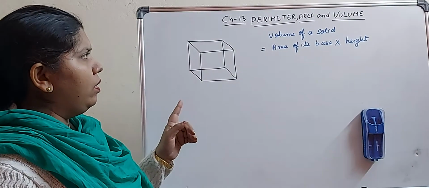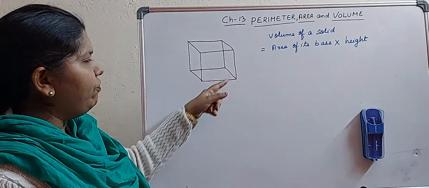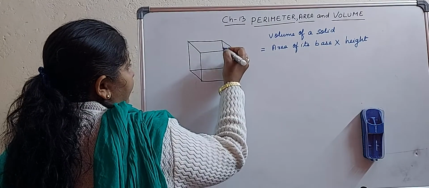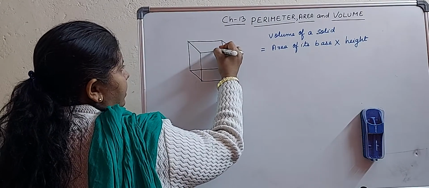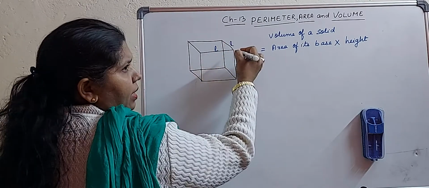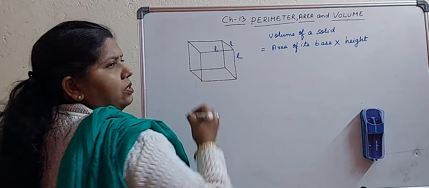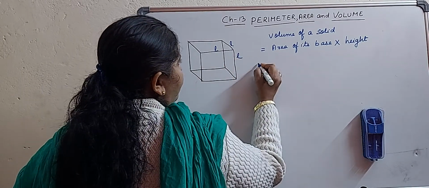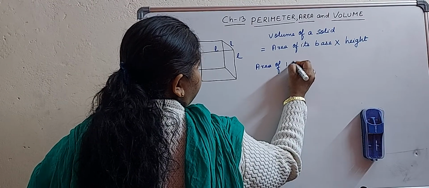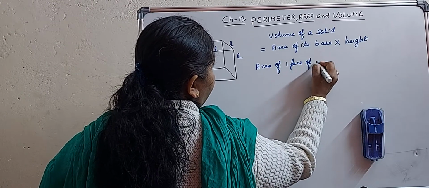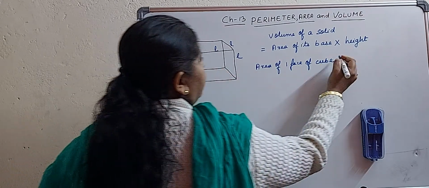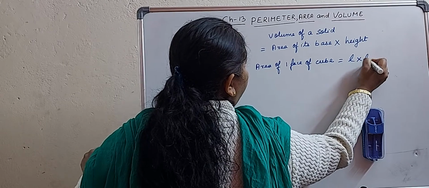So what is the area of one face of the cube? Suppose I write down all its edges as L. The thickness is L, length is L and breadth is also L. If I have to take out the area of one face of the cube, then we get L into L.